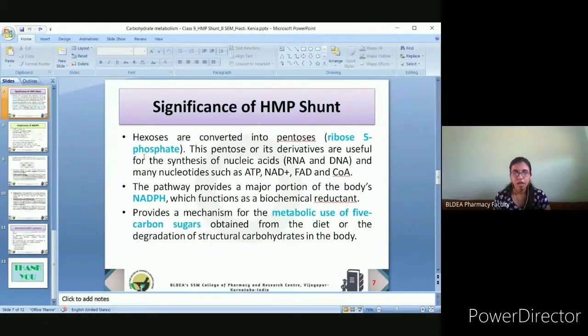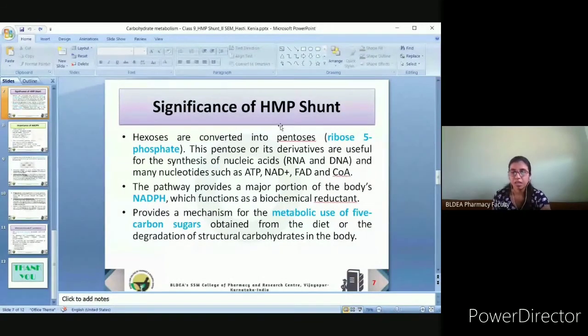Hence, whatever the hexoses are being converted into pentoses, now these pentoses are utilized for synthesis of genetic materials as well as different cofactors, you can say. This is ATP, that is energy source, as well as NAD plus, FAD and coenzyme A. And also it provides this pathway.